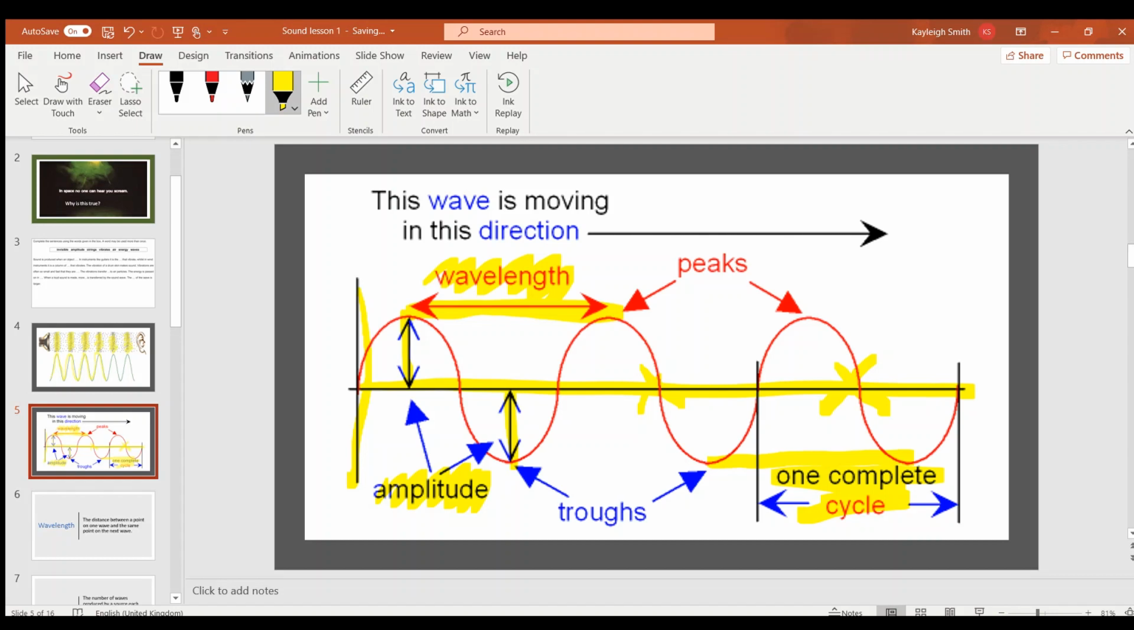You need to be familiar with what these words mean and how to measure them on these diagrams and how to show a different sort of wavelength as well.